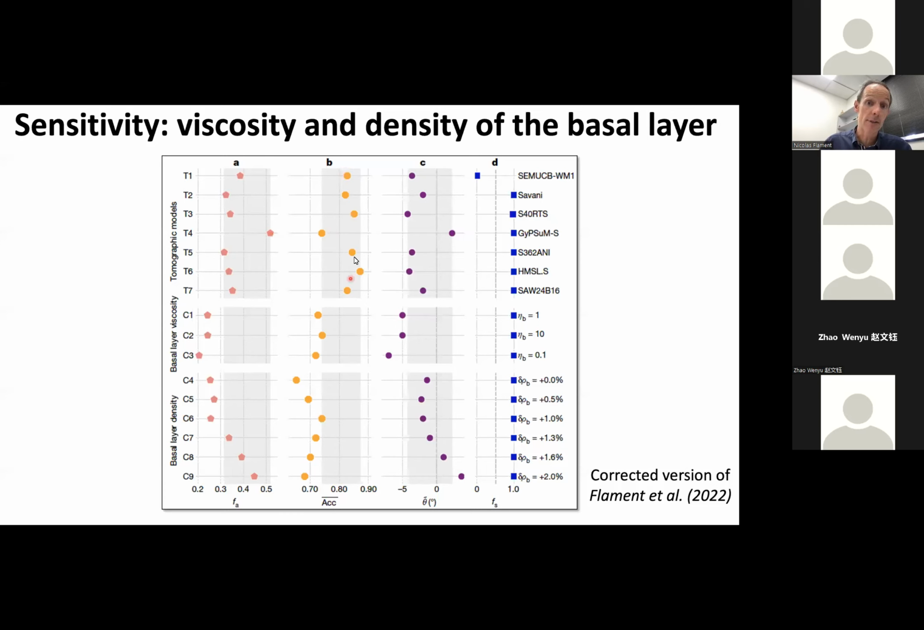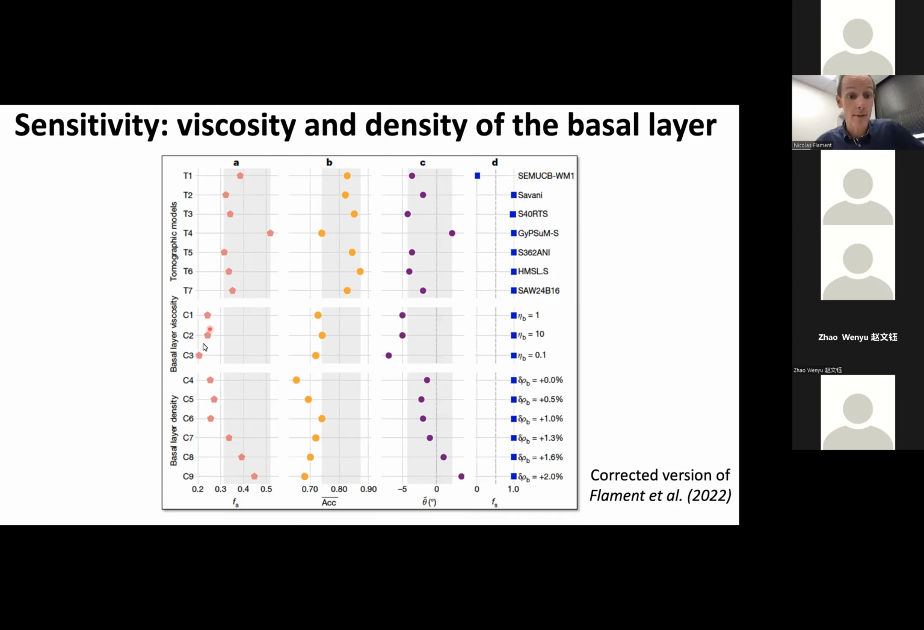Then I'm assessing the accuracy, and you can see that the accuracy is 0.8 and plus for all tomographic models against one another, except for gypsum S. And then the distances. The volcanic eruptions tend to be slightly out of the blobs, except for gypsum S, because the blobs are greater, so they're in the blobs with a positive. And then the stats. The stats are passed for all models except for SEM-UCB WM1, because the mean in that model tends to be greater in the sample than in the random.